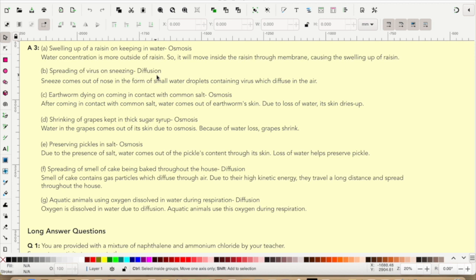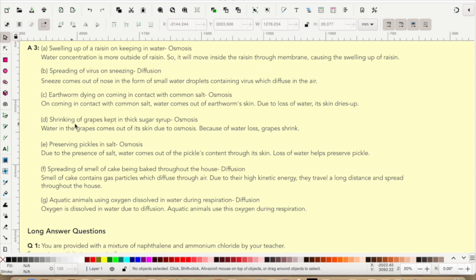Second part is spreading of virus on sneezing. It is diffusion. Sneeze comes out of nose in the form of small water droplets containing virus, which diffuses in air. There is no semi-permeable membrane between nose and air, so it cannot be osmosis. Third part, earthworm dying on coming in contact with common salt. This is osmosis. On coming in contact with common salt, water comes out of earthworm's skin. Here earthworm's skin works as semi-permeable membrane. Due to loss of water, its skin dries up.